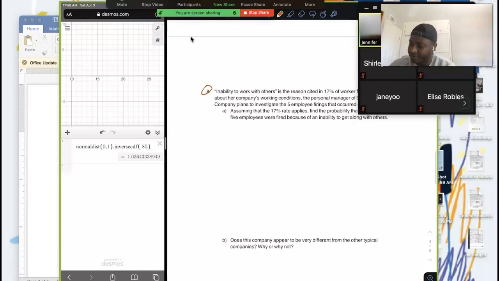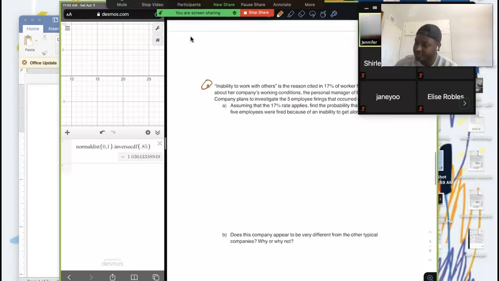Okay, so for number 8, let's look at what we have. They tell us that workers cited 17% of firings. Companies' working conditions.